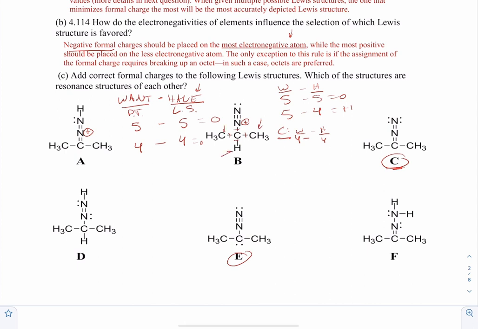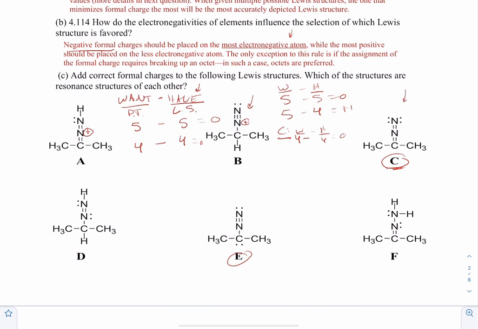And anytime hydrogen is in a structure, it's never going to be charged. It's never going to have a formal charge, just because it only needs 1. It only makes 1 bond, so it typically ends up being 0. So this nitrogen is the only formal charge that's non-zero.